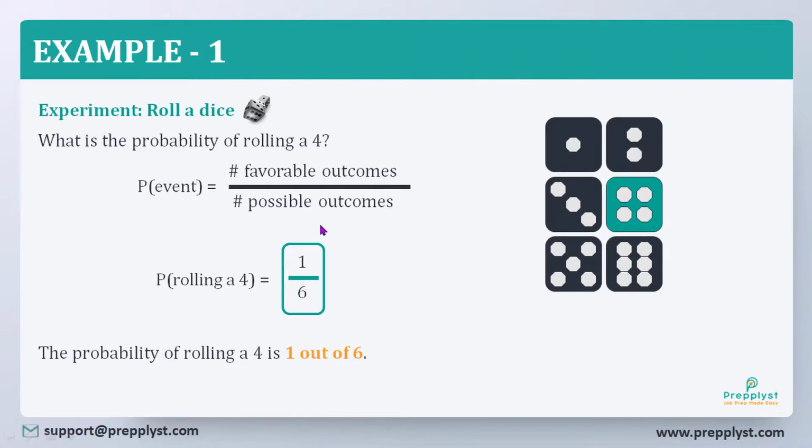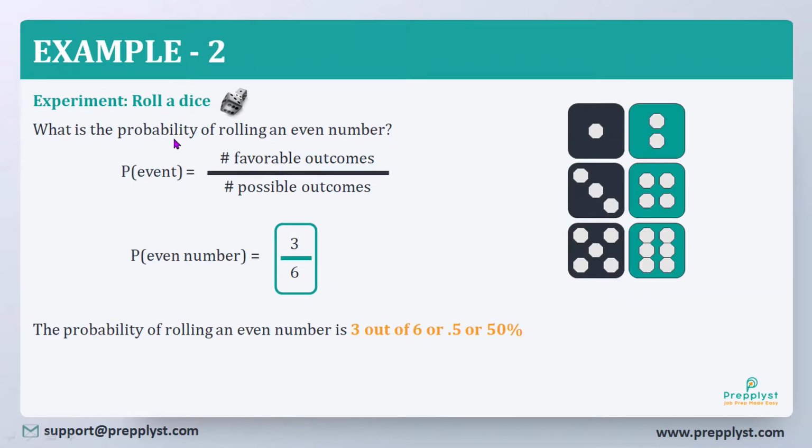Possible outcomes means when you roll a dice, you can get a 1 or you can get a 3 or you can get a 2. So the favorable outcome is 1 outcome, which is your 4, and possible outcomes is you can have any of the 6. So your probability of rolling a 4 is 1 by 6. And that's your answer.